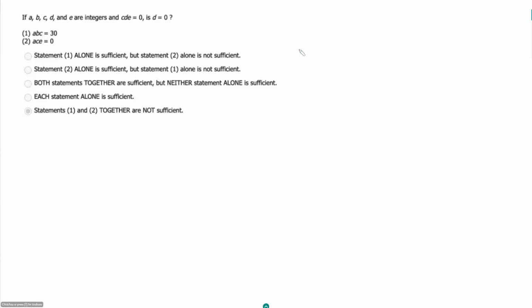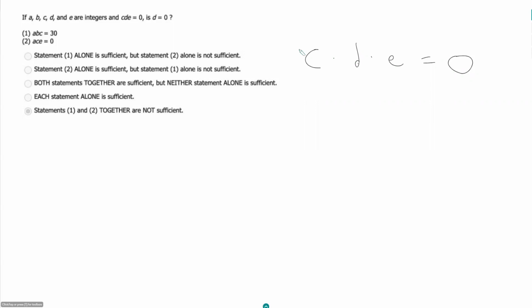If A, B, C, D, and E are integers and C times D times E is equal to 0, is D equal to 0? So if C times D times E is equal to 0, what is that telling us about C, D, and E? This means that at least one of these must be equal to 0, but it's also possible that all of them are equal to 0, or two of them could be equal to 0 and one of them could be something else, or just only one of them. So only C, only D, or only E.